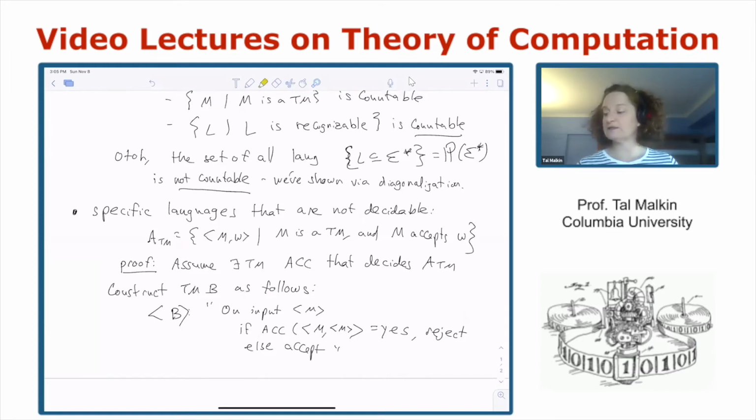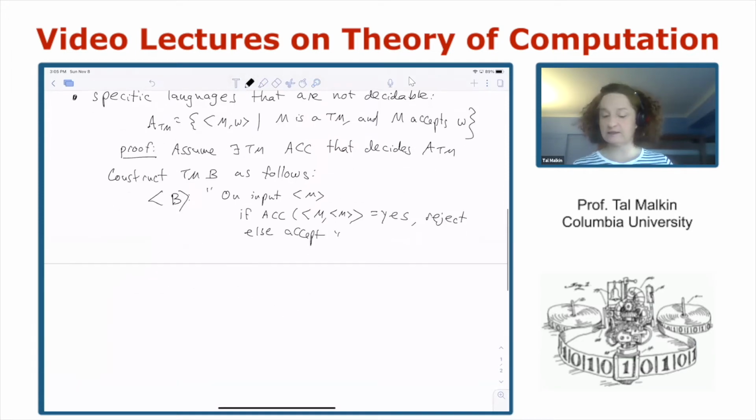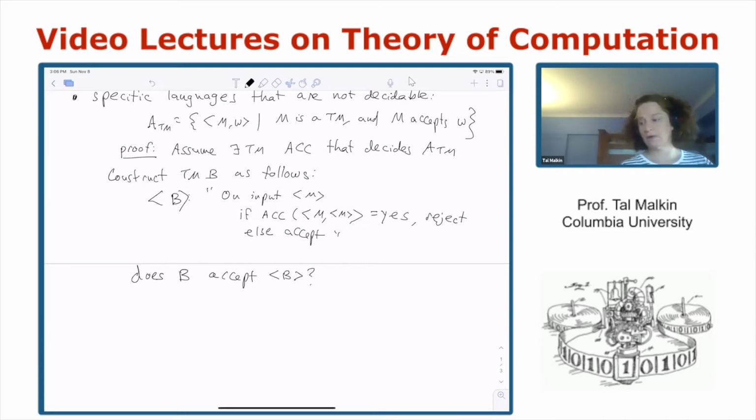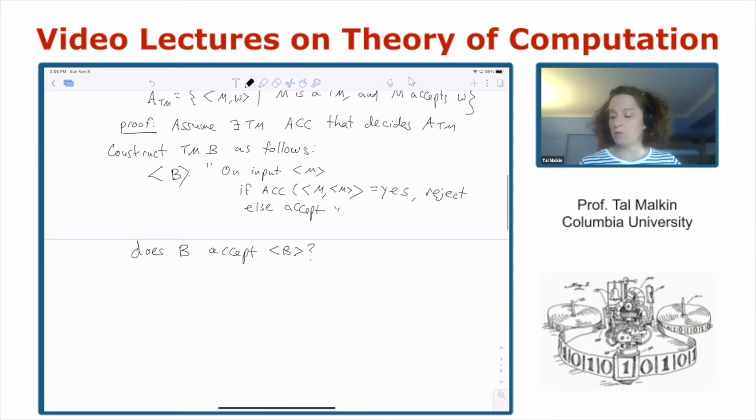And now, to get a contradiction, we can ask ourselves: how does B behave when it gets its own code as an input? Does B accept when it gets its own input? Well, if the answer is yes, we get a contradiction. And if the answer is no, we also get a contradiction.